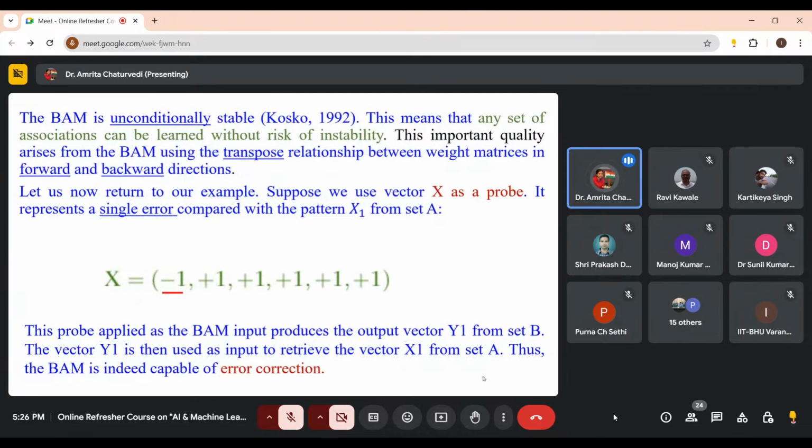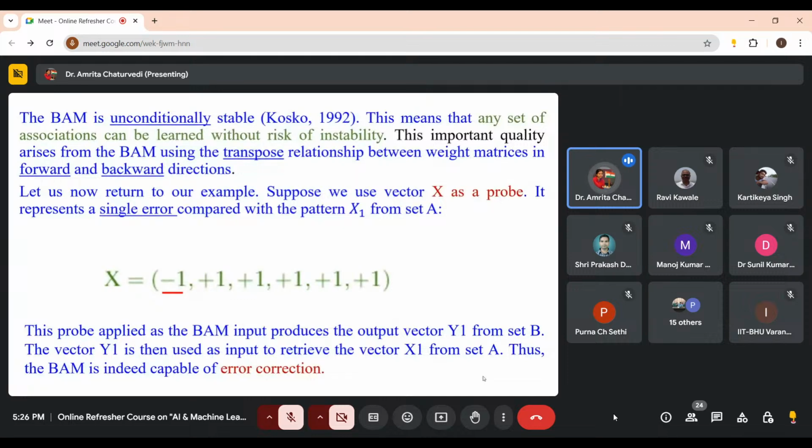So this means that BAM is unconditionally stable and any set of associations can be learned without risk of instability. This important quality arises from the BAM using the transpose relationship between weight matrices in the forward and backward direction.